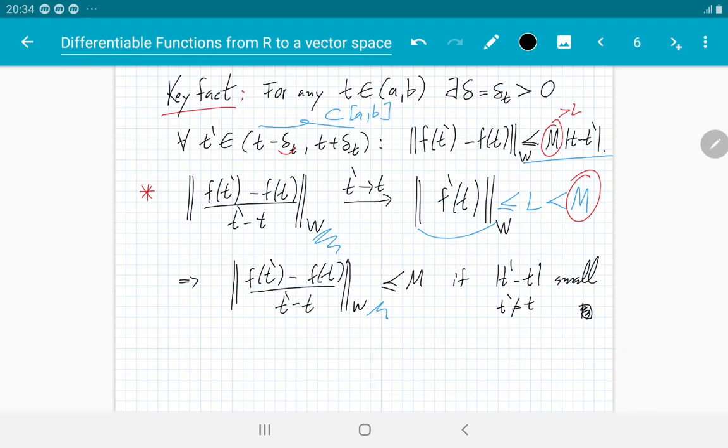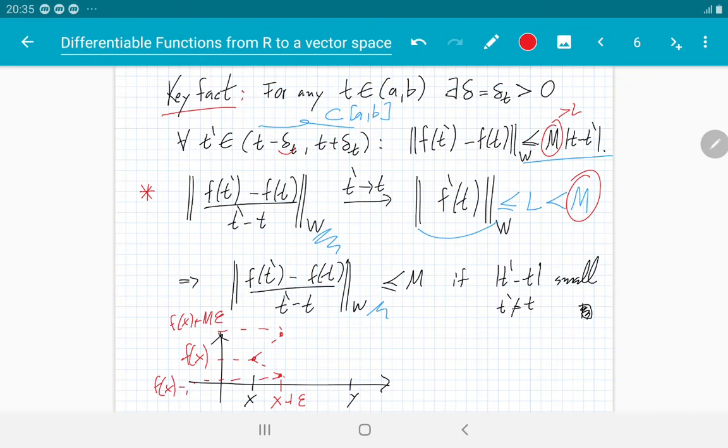And okay, you may ask again, why is this key fact useful? Let me try to explain with a picture. Here I have x, here I have y. What I want to argue is that, let's say I have the value of f of x here, I'm pretending that my function takes values in the real line, and here I have a point like x plus something small, let me call that epsilon. And epsilon is less than delta of x, so it's small enough. What we've just shown, our key fact, is that if epsilon is small enough, then the value of f at this point has to be inside a cone-shaped region, something like this. And the points here are f of x plus M times epsilon, and f of x minus M times epsilon.